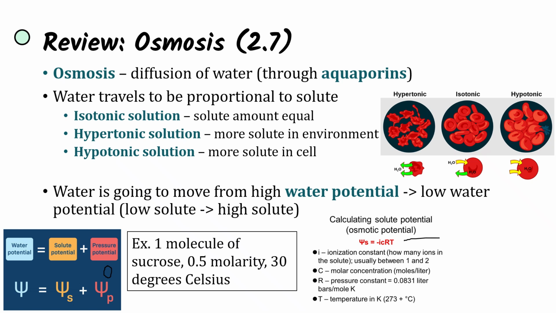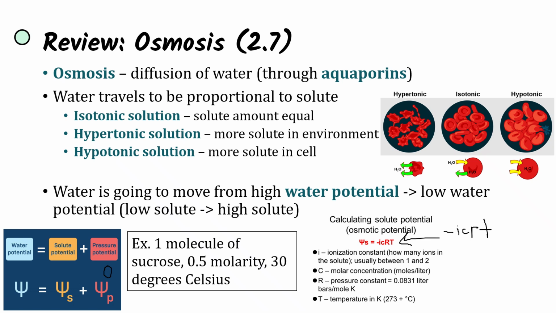The equation is negative iCRT. And what this means is we're taking the negative times the ionization constant, how many ions are present in the solute, usually only between 1 and 2. You're taking then the molar concentration, which is going to be in moles per liter. That's just a way to measure molecules.